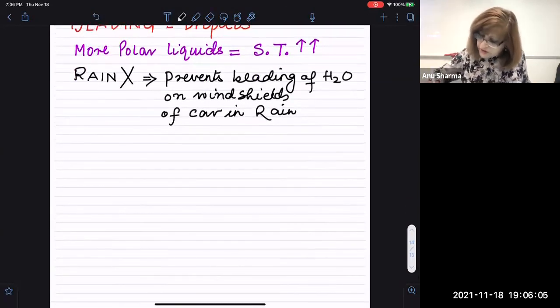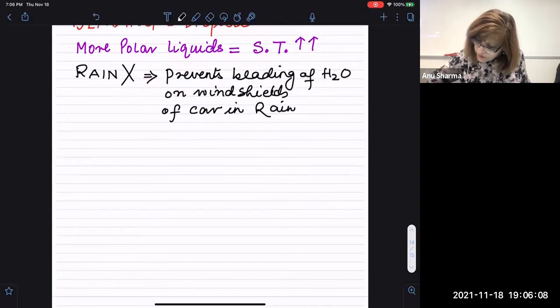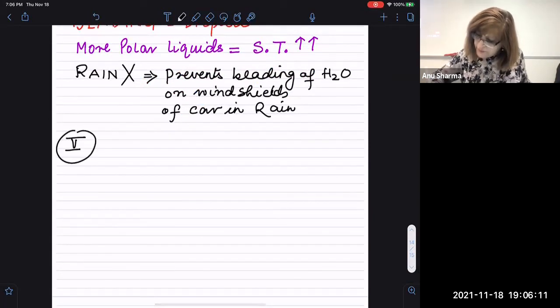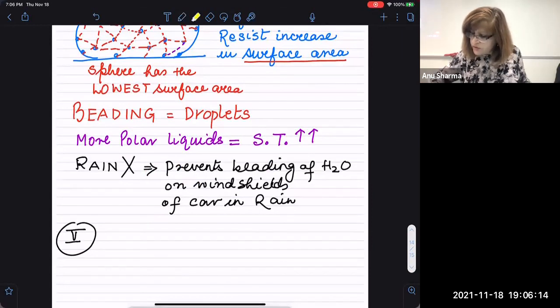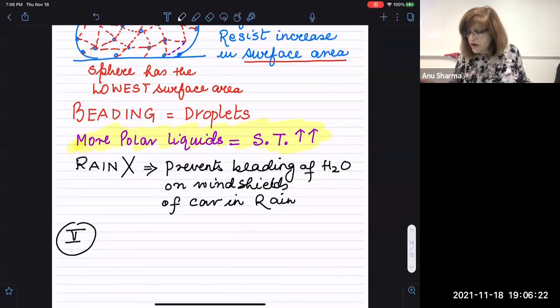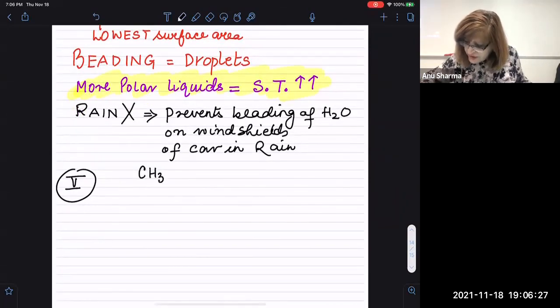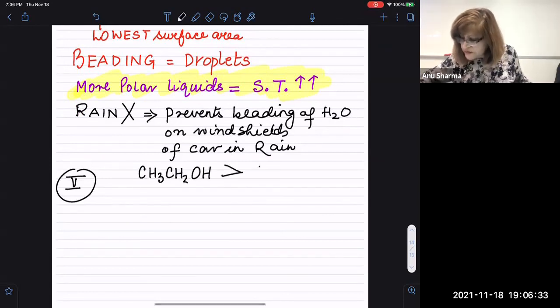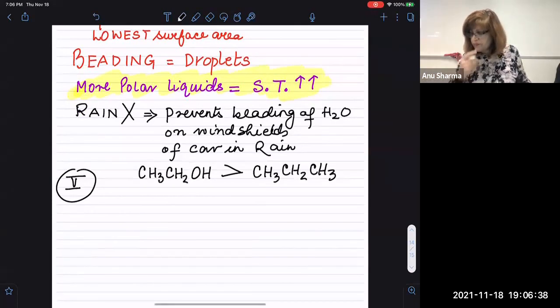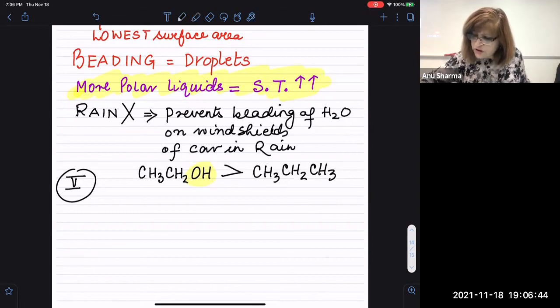Now let's look at capillary action. Keep this in mind: look at the molecule. If it is very polar, definitely there is going to be very strong surface tension. For example, if you're given something like CH3CH2OH, it will have a higher surface tension than CH3CH2CH3, because it is more polar with hydrogen bonding, so the molecules stick more to each other.